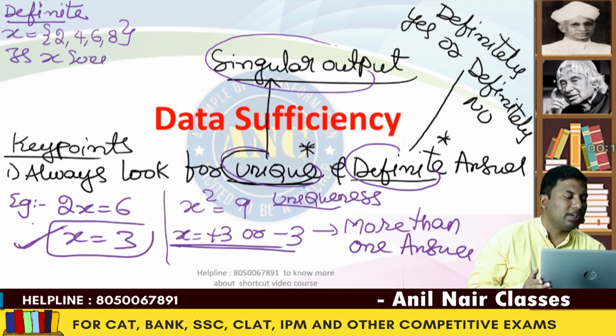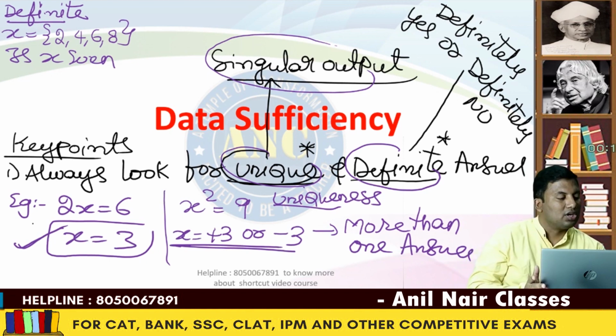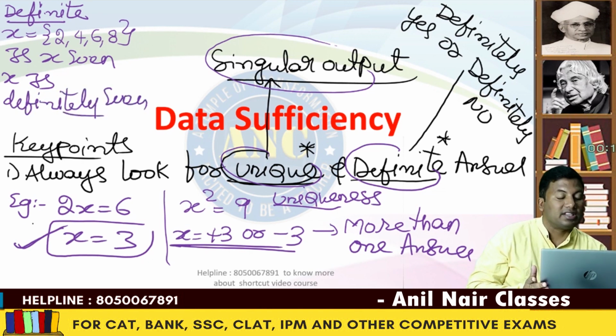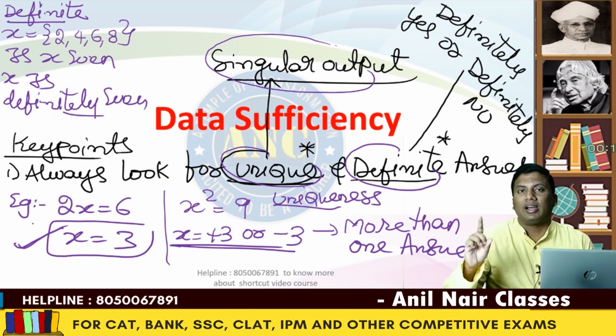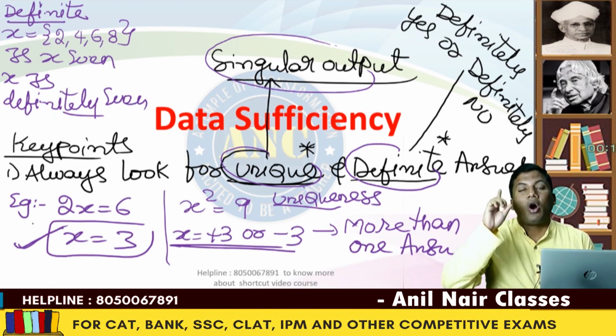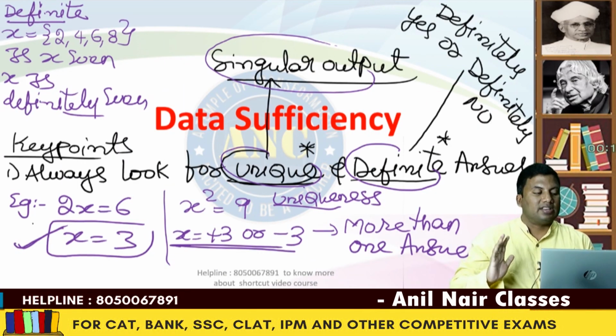Is x even? X is 2. 2 is an even number. 4 is an even number. 6 is an even number. 8 is an even number. All the elements are even numbers. So x is definitely even. Yes, you are saying that x is definitely even. All the values present as elements in that set x are even numbers, so definitely you can say x is definitely even.